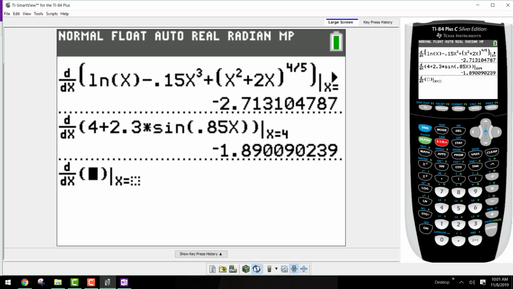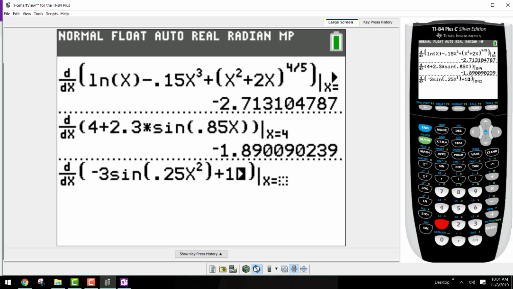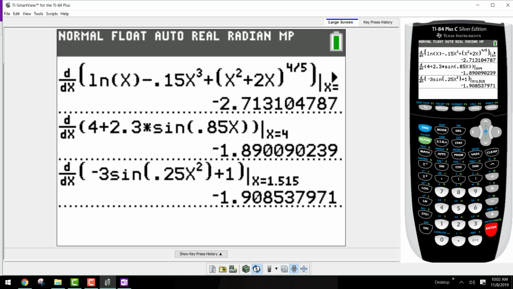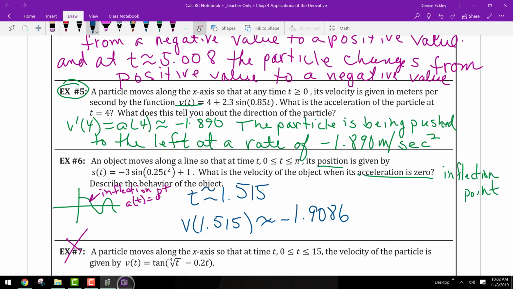So x, and then I'm going to have negative 3, whoops, not tangent, negative 3 sine 0.25 x squared, and then plus 1. And we're doing this at our point, which is 1.515. And there's that value I got. Okay? They wouldn't expect to see the work for that. They would expect you to do that in your calculator.